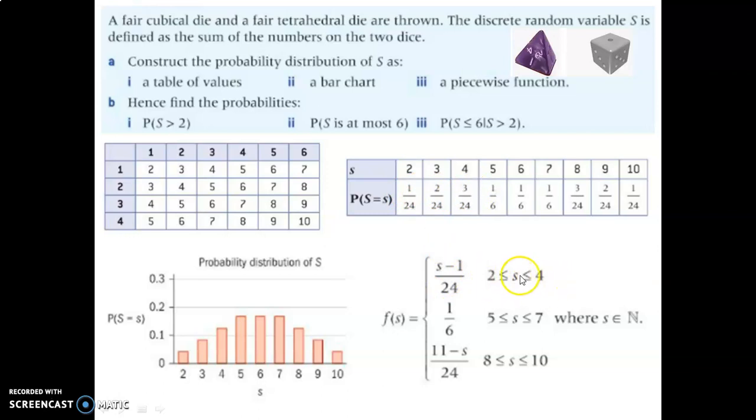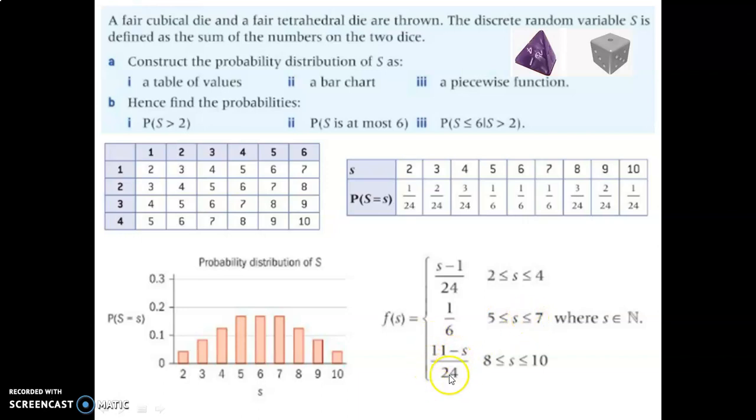So only when s is that. And then we have the middle values of when you roll a sum of 5, 6, or 7. Those all have the same probability. So that's what we have here. We have a probability of 1/6 when the s value, the sum, is 5 to 7.